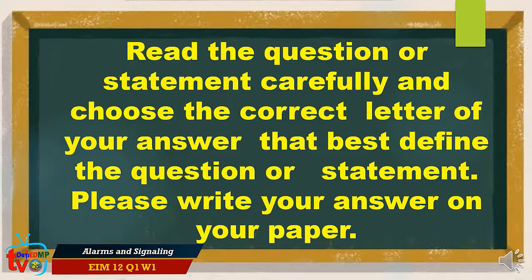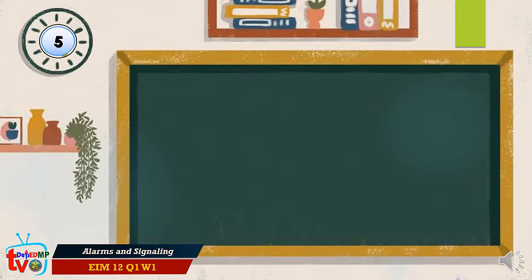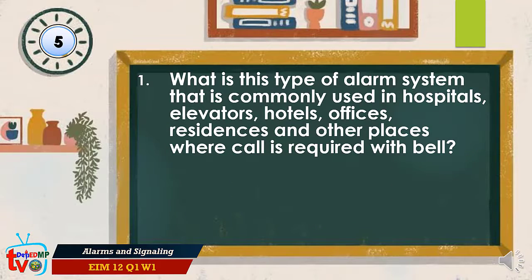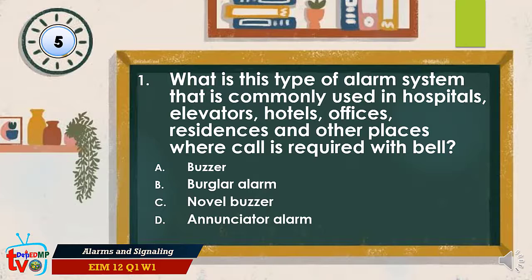Read the question or statement carefully and choose the correct letter of your answer that best defines the question or statement. Please write your answer on your paper. Remember, you only have 5 seconds to answer each question. Number 1. What is this type of alarm system that is commonly used in hospitals, elevators, hotels, offices, residences, and other places where call is required with bell? Letter A, buzzer. Letter B, burglar alarm. Letter C, novel buzzer. And letter D, annunciator alarm.